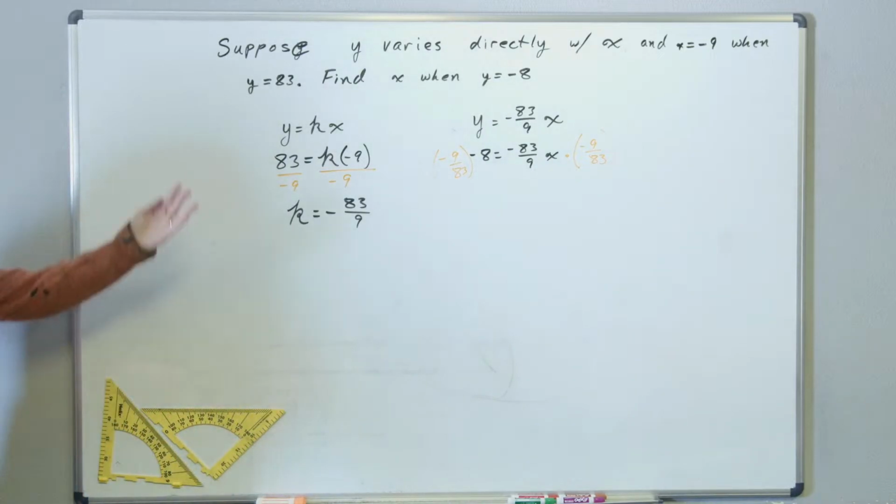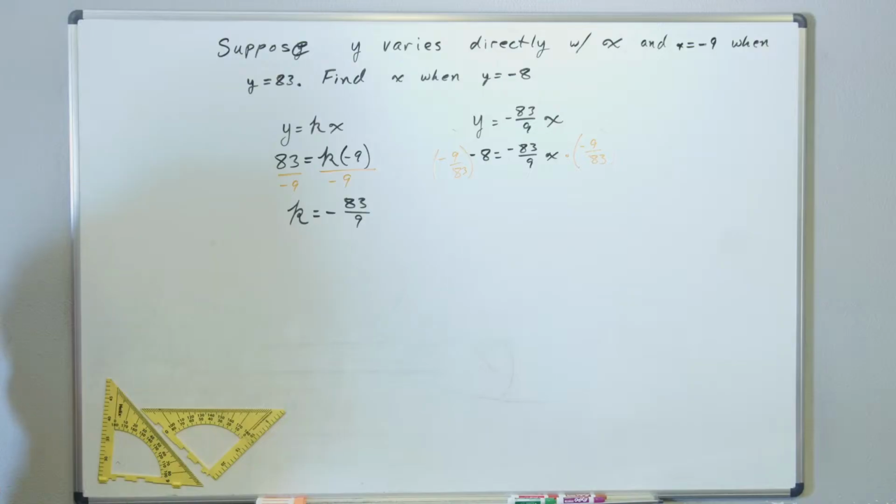What is the answer? Put that down. Okay. What's 8 times 9? What's 8 times 9? 72. 72. 72 over 83, yeah?